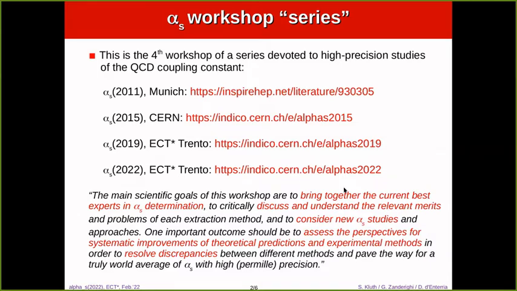This is a copy and paste from our motivation. The main scientific goal of the workshop is to bring together the current best experts in alpha S determinations, both experimental and theoretical, to discuss and understand all the alpha S extraction methods, and to analyze where we are, what the state of the art is, and what improvements are expected, and also resolve any discrepancies and discuss averaging and so on and so forth.